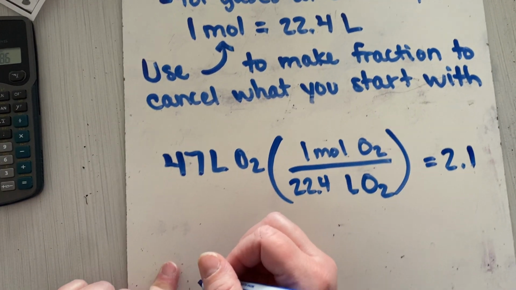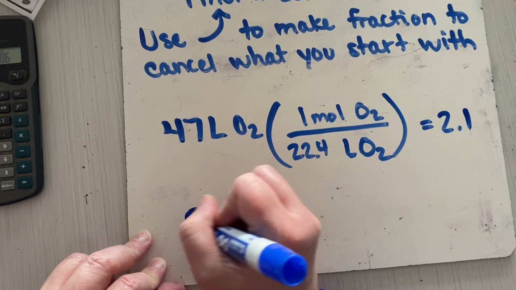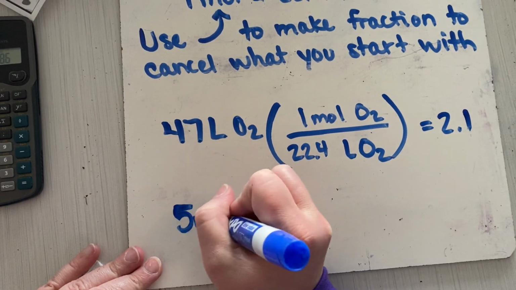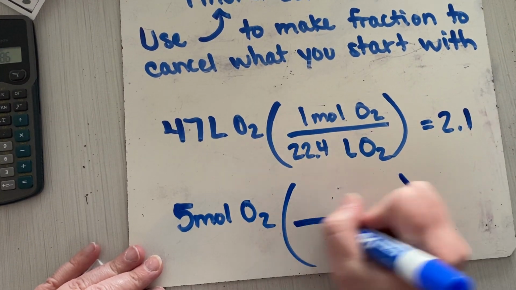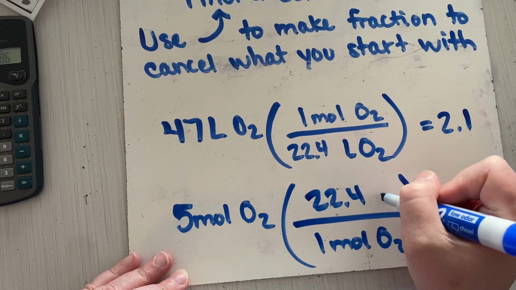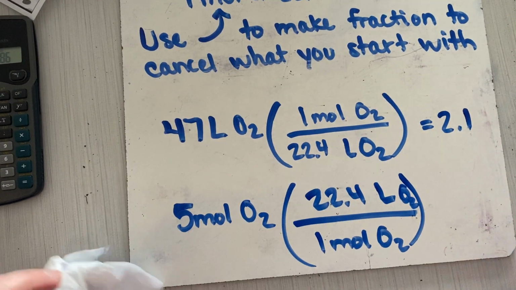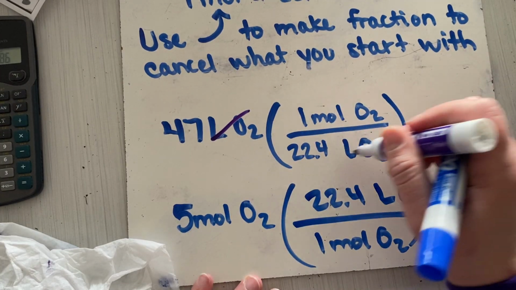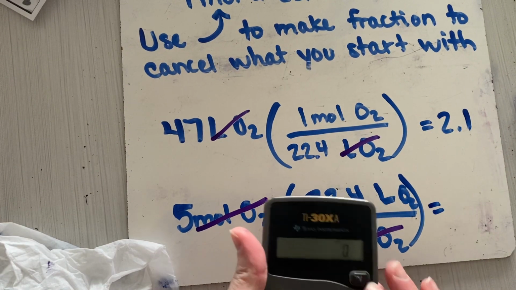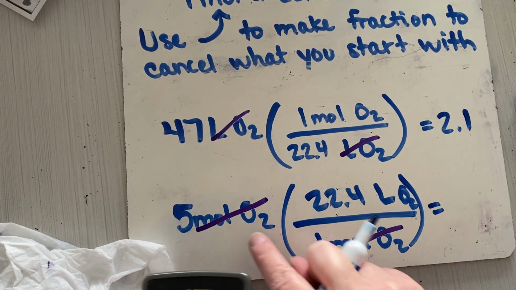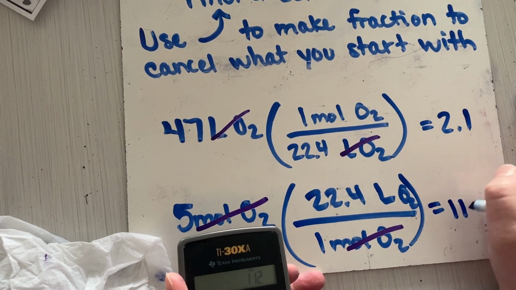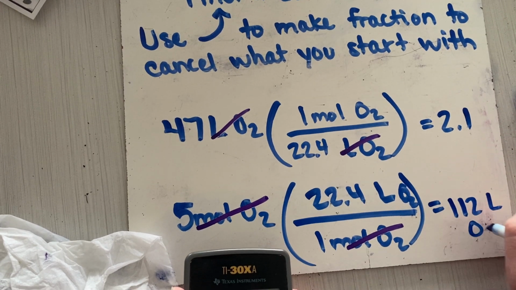And then if we would do 5 moles of O2, we'd have 1 mole of O2 on the bottom and 22.4 liters of O2 on the top. Oh yeah, I meant to show that this cancels with this. This is going to cancel with this. So if I take my 5, dividing by the 1 isn't going to matter, so all I have to do is the 5 times the 22.4, and I end up with 112 liters of O2.